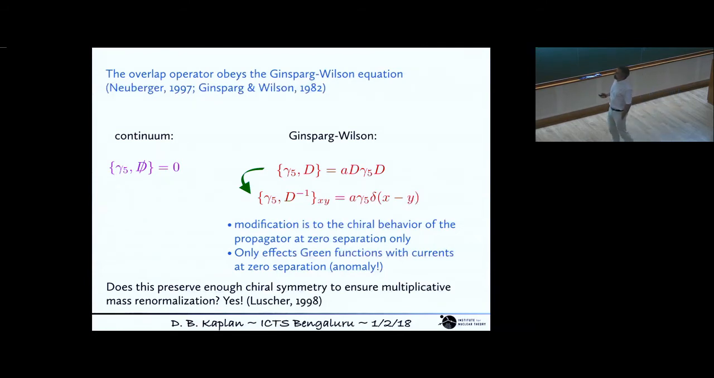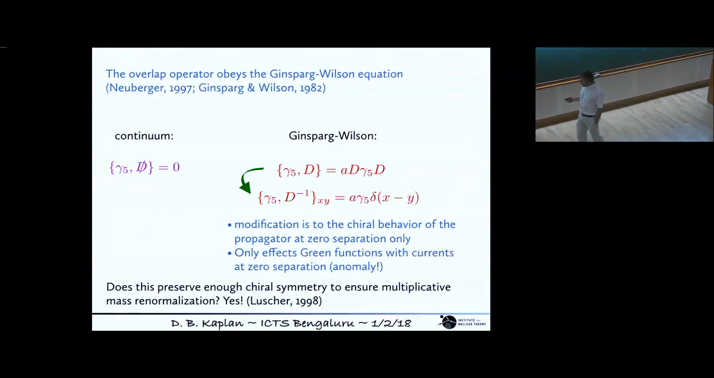So in fact, the modification to the chiral behavior is only seen when you look at matrix elements of operators sitting right on top of each other. And that's the sort of singularity that is important for the anomaly. In fact, this equation was derived as the minimal violation of chiral symmetry you'd need on the lattice in order to reproduce the anomaly and nothing else. So let's try to see that a little more explicitly.